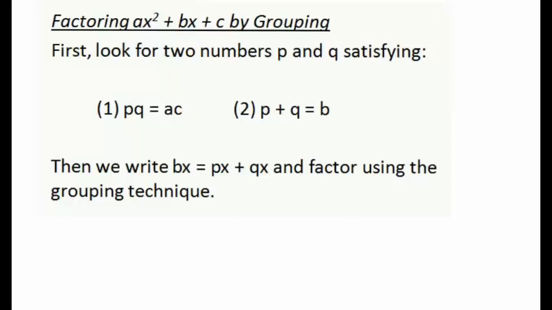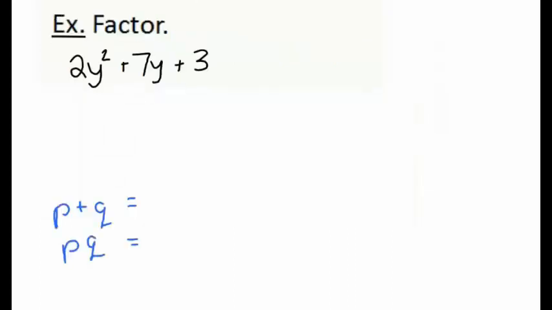If we can find the numbers p and q that satisfy these two properties, what we do is we decompose our middle term, which is bx, into a sum of px plus qx. Once we decompose like this, then we use the grouping technique to factor this quadratic expression. So let's go ahead and revisit those three examples that we saw in the last lesson and see how we can use this different technique to factor those trinomials.